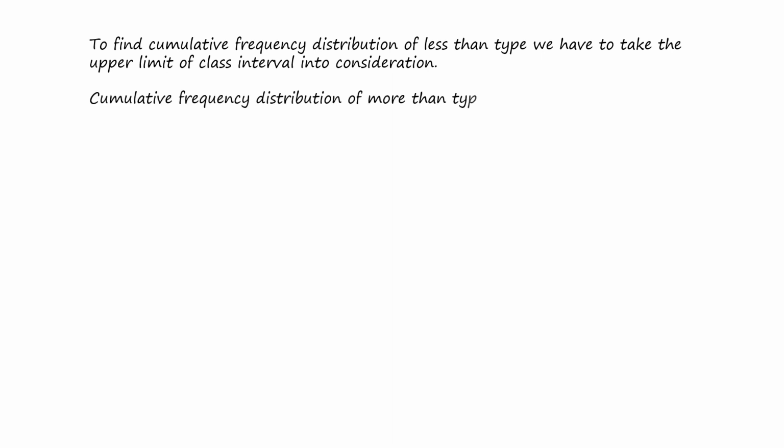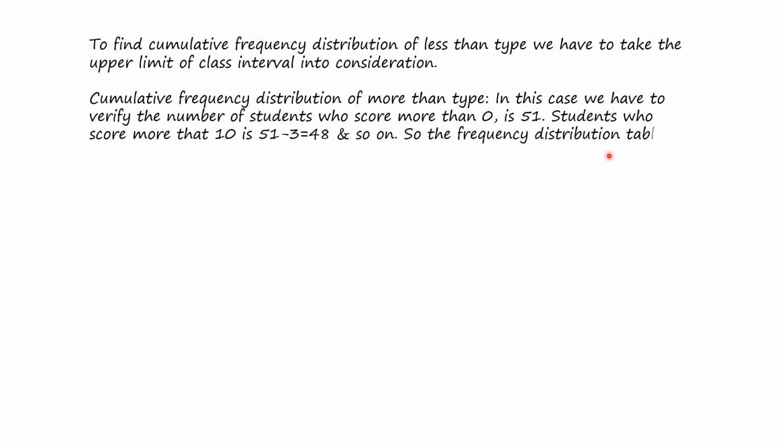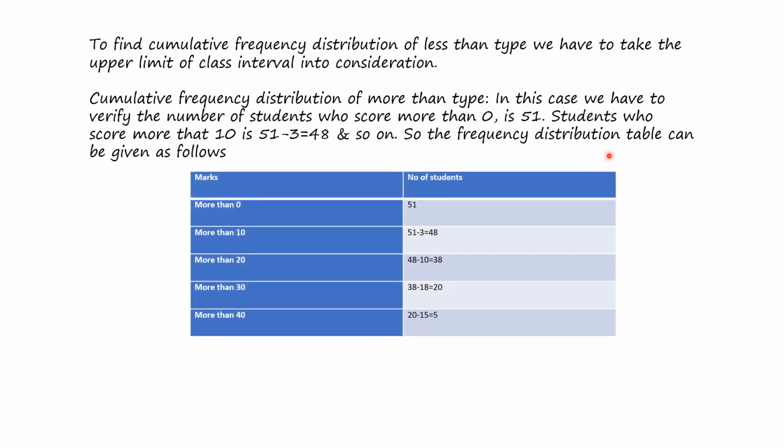Now come to the more than type. Cumulative frequency distribution of more than type. In this case, we have to find out the number of students who score more than 0, which is 51. Students who score more than 10 is 51 minus 3, which is 48, and so on. So the frequency distribution table can be given as follows. More than 0 means all the students, so it is 51. More than 10 means excluding the students who scored in the first class, which is nothing but 3, so it is 51 minus 3, 48.